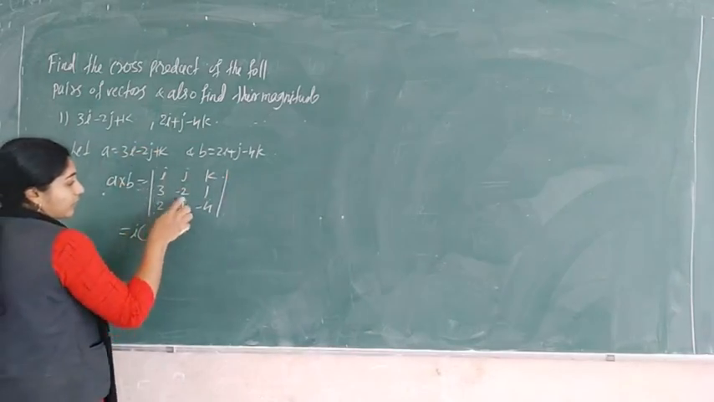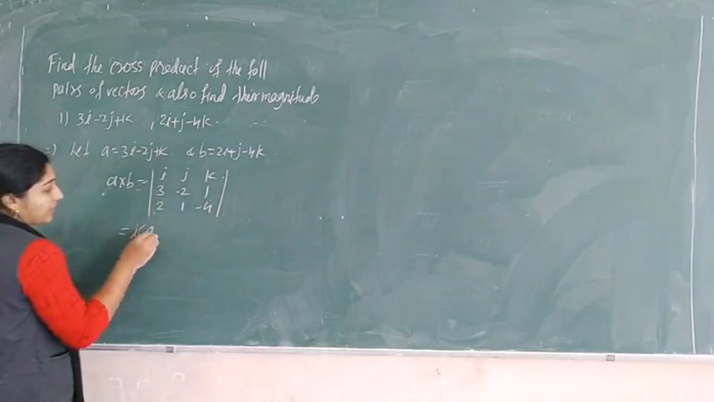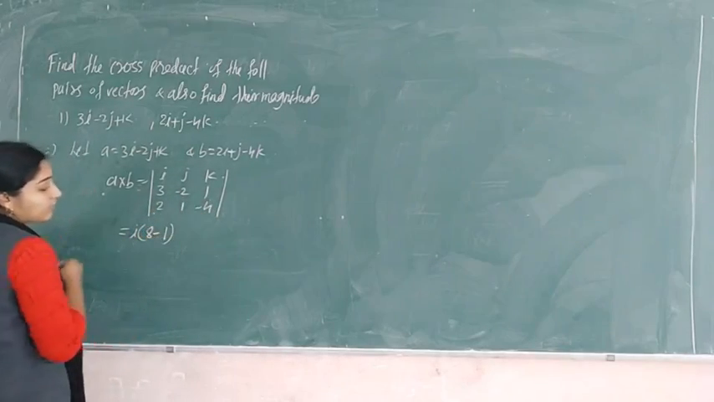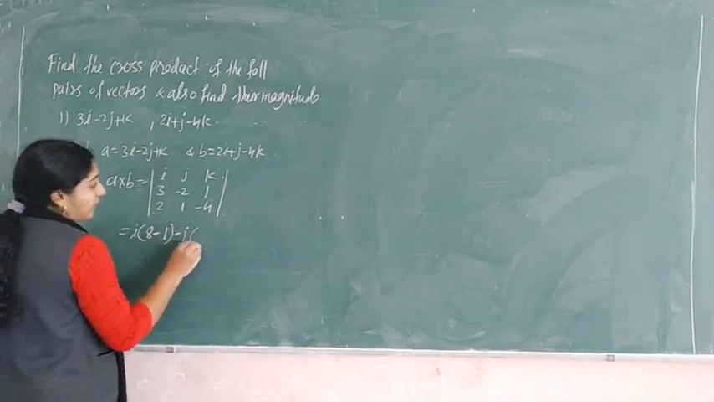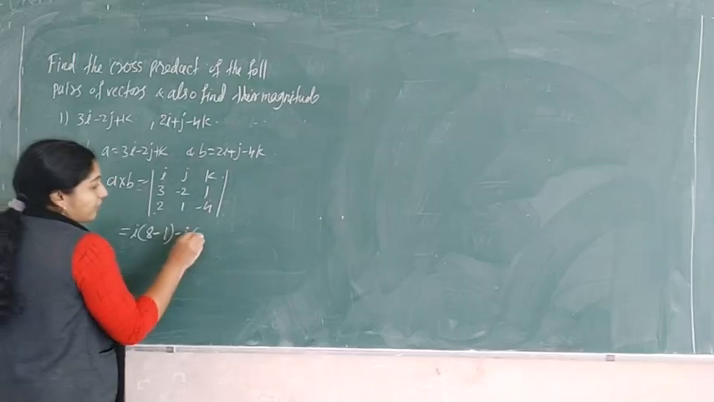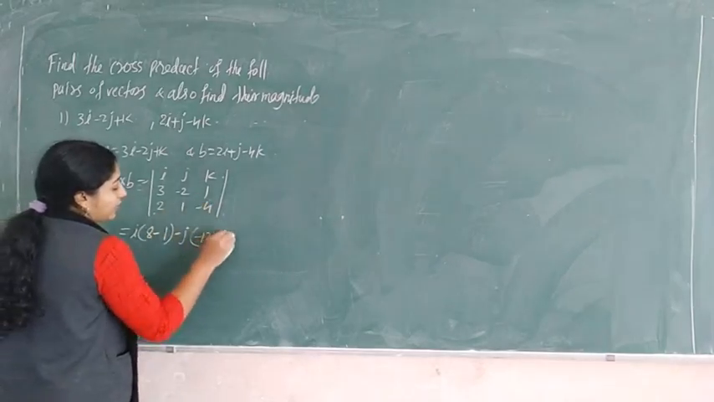Okay, neglect the first row, first column. Minus 2 into minus 4, it is plus 8. Minus 1 into 1 is 1. Next, minus J. 3 into minus 4, minus 12. Minus 2 into 1 is 2.